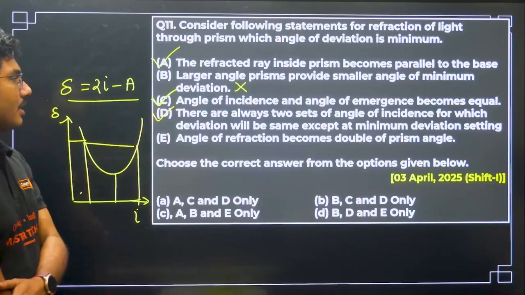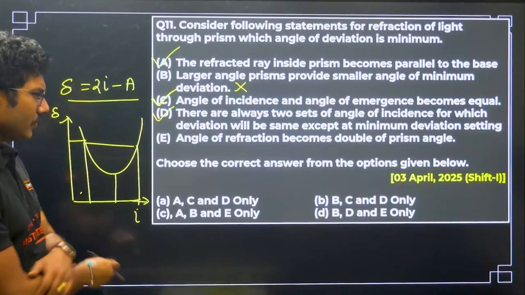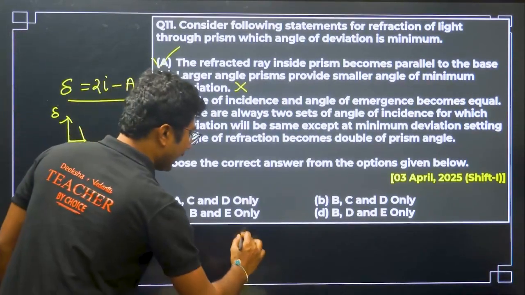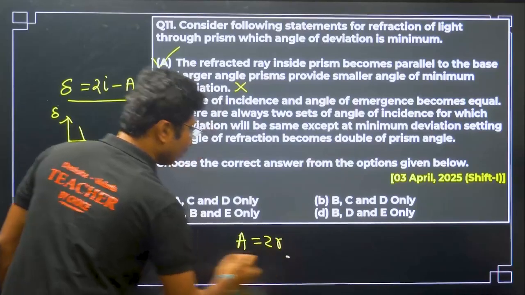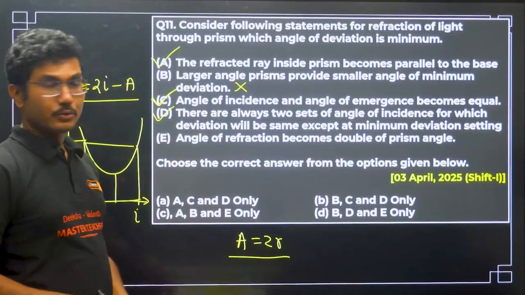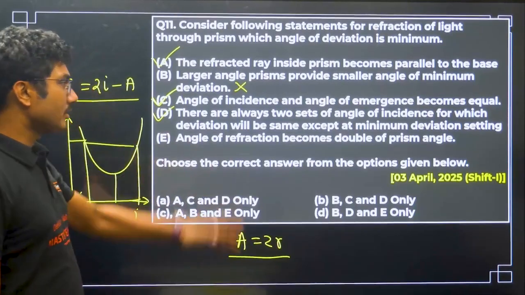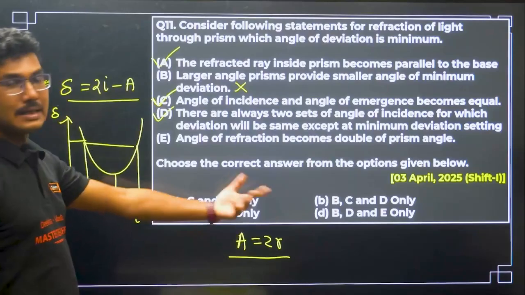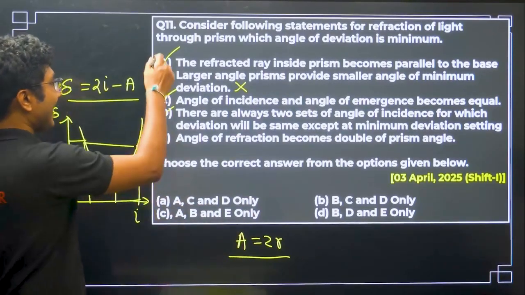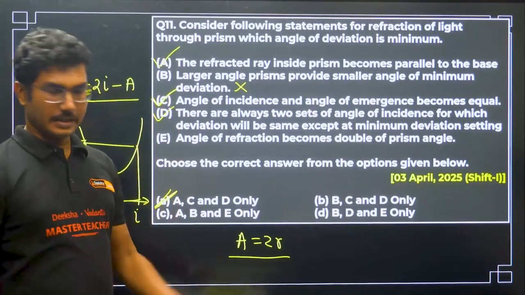Angle of refraction becomes double for double of prism angle. Angle of refraction does not become double, but it is actually A equals 2r. Okay. So, not r equals 2A, right. It is A equals 2r, not the other way. So, angle of the prism is double the angle of refraction. So, only A, C and D are correct. So, option A is correct, A, C, D are correct.